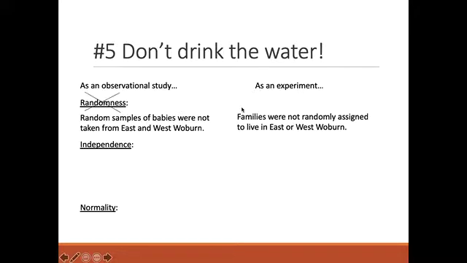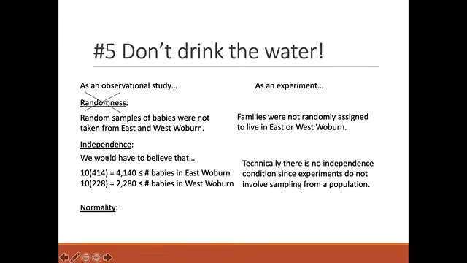So the randomness condition is the first and most important problem here. The randomness condition is not met. In terms of independence, if we were doing an observational study and sampling babies from both East and West Woburn, we would have to believe that the number of babies in East Woburn was at least 4,140, and the number of babies in West Woburn would have to be at least 2,280.